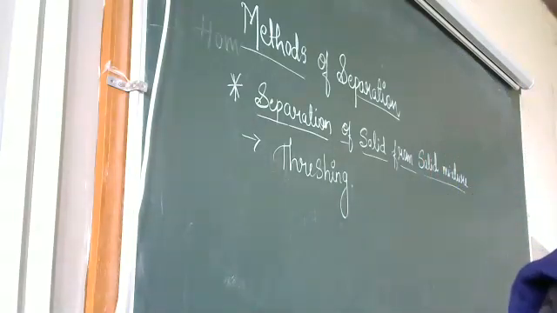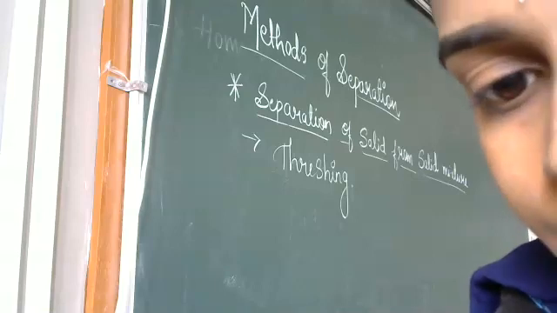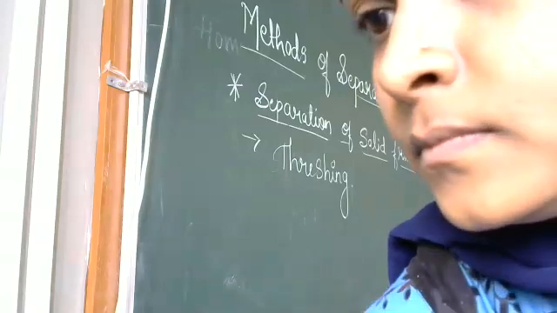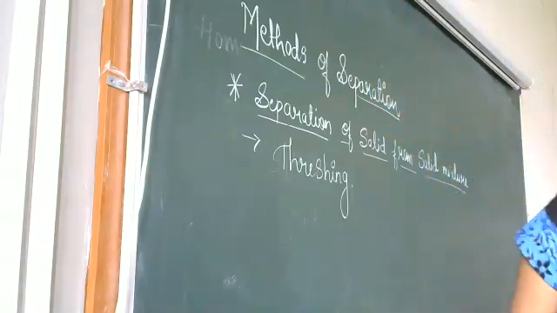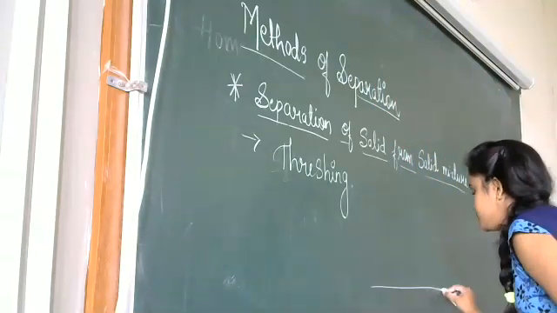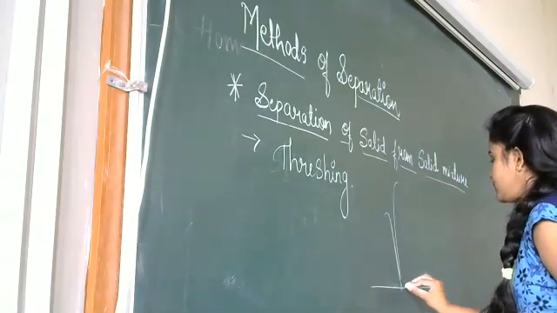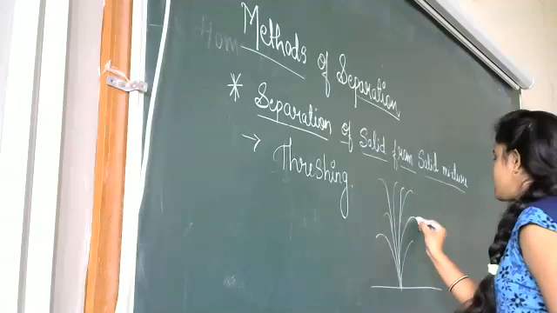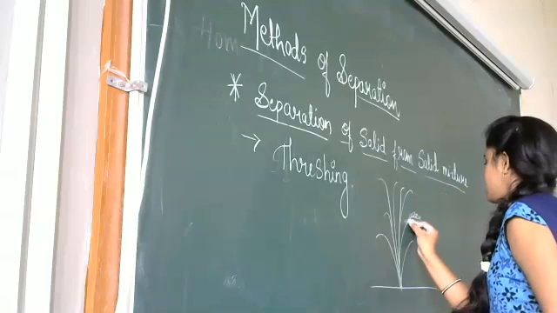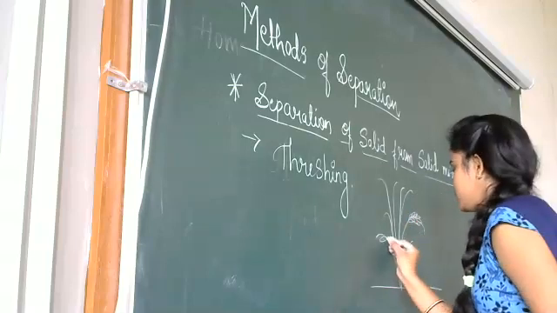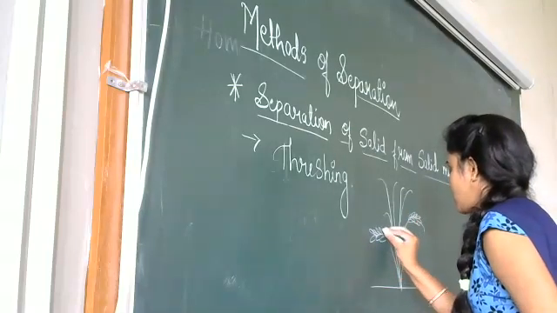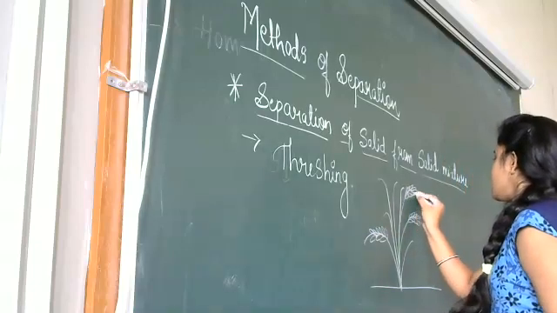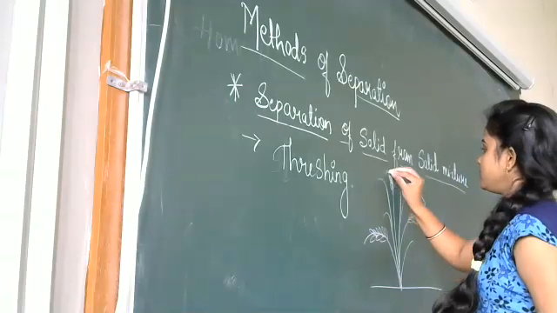Before that, I'll show you one image. Here you can see. What do you see on your screen? A plant. Are you able to see that plant? Suppose we consider this as a wheat plant.